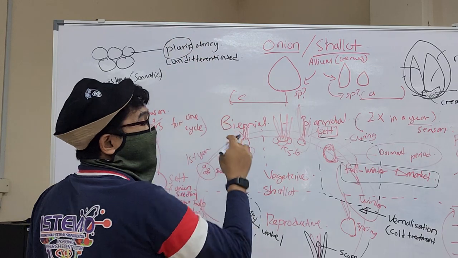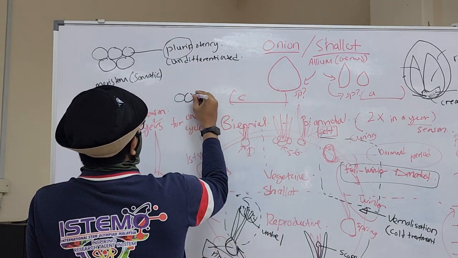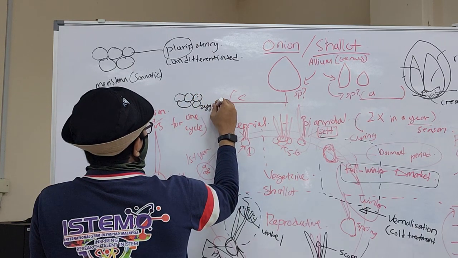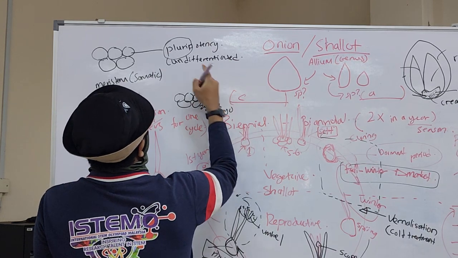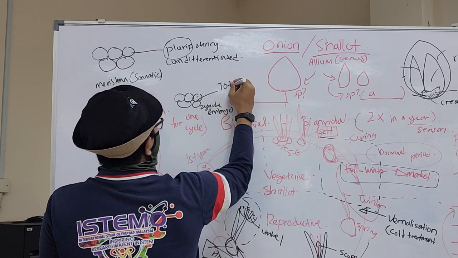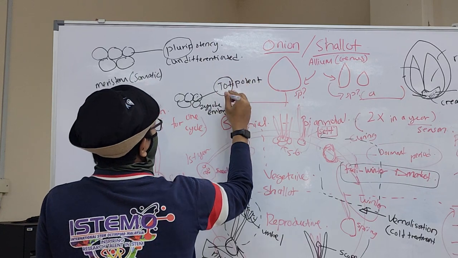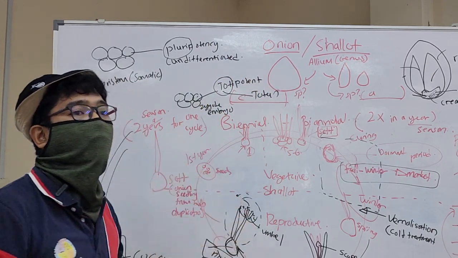It's pluripotent. Gamete cells, your zygote or your embryo, we don't call it pluripotent or undifferentiated, we call it totipotent. Okay, toti because it can give rise to a total organism.